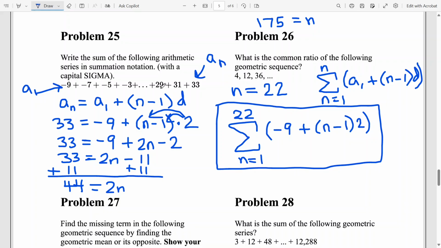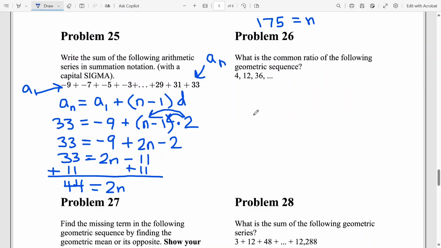Okay, I'm going to erase a little bit and we'll move to problem 26. All right, in problem 26, we're finding the common ratio of the following geometric sequence. We can do that simply by dividing a term by the previous term. So the common ratio R, if we take the second term, for instance, and divide by the first term, 12 divided by 4, we get our common ratio of 3. We would have gotten that also if we divided 36 by 12. So our common ratio is 3 in this particular one.